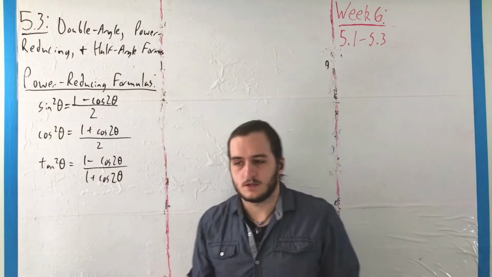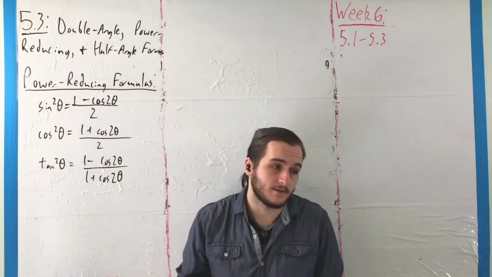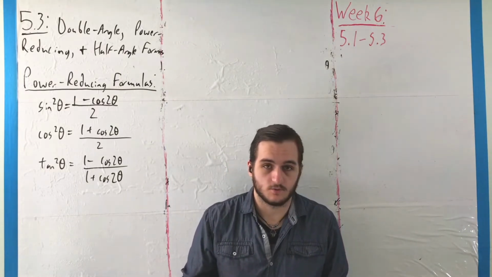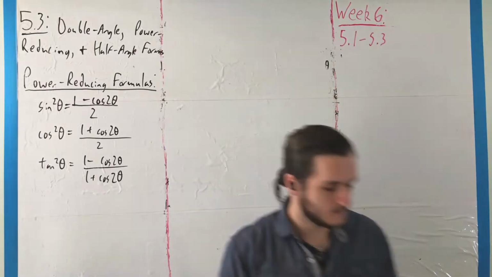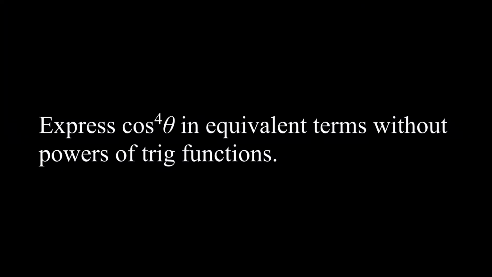So sometimes we have things in terms of powers that we don't want to have to deal with for whatever potential reason. For one example of what we can do with this, we can see how to express cosine to the fourth of theta in terms of equivalent trig functions without using exponents.